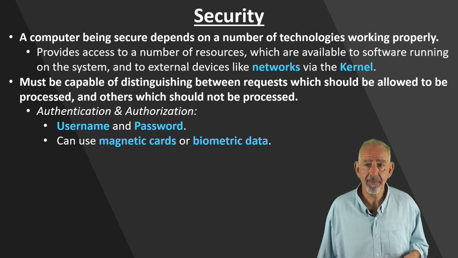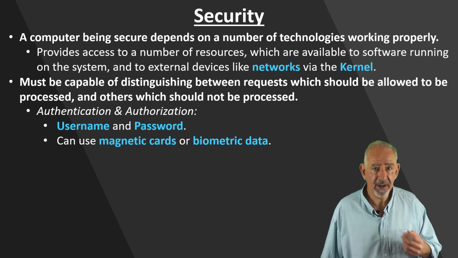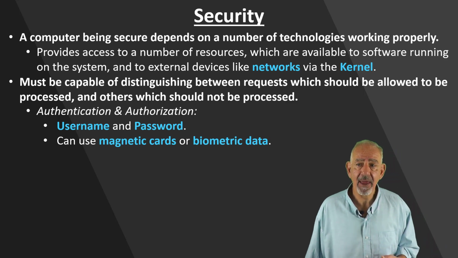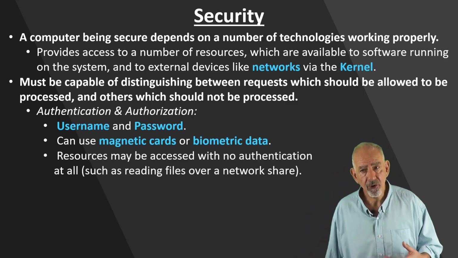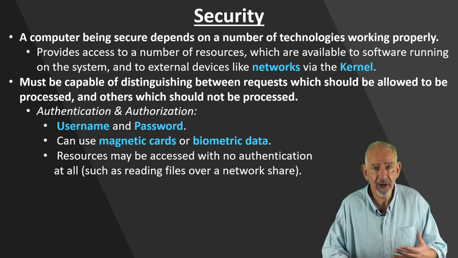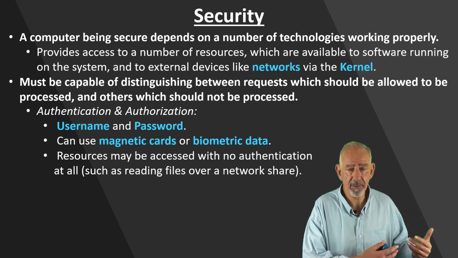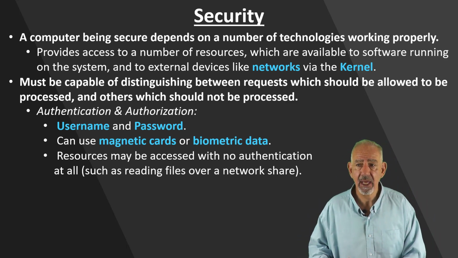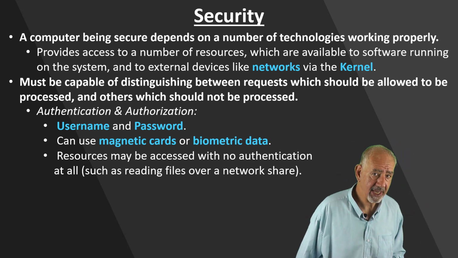So we can use things like magnetic cards, biometric data, things like fingerprints, eyes, facial recognition, and then the resources can be accessed through this authentication. Once you've authenticated yourself and you go through, sometimes you're allowed to use other various parts of that system because you've already been authenticated somewhere else. You can have some access that can be accessed without authentication.